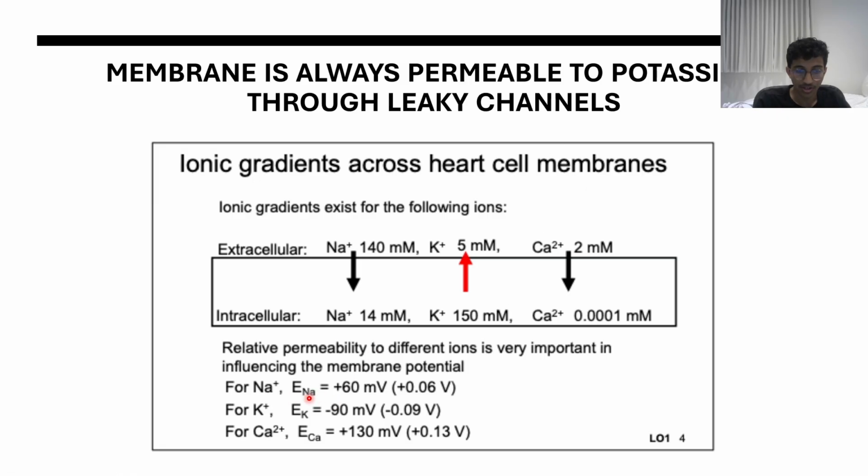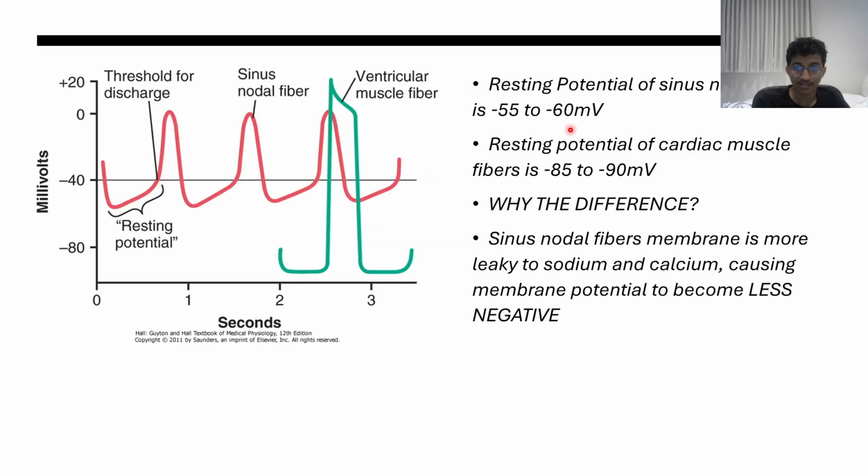Right here, you have the equilibrium potential. When sodium moves into the cell, it wants the membrane potential to reach plus 60 millivolts. While potassium, when it moves out of the cell, it wants the membrane potential to be closer to minus 90. And the same thing for calcium. If calcium is moving into the cell, it wants the membrane potential to get closer to plus 130 millivolts. So you can see here the difference between the nodal cell action potential and ventricular muscle fiber action potential.